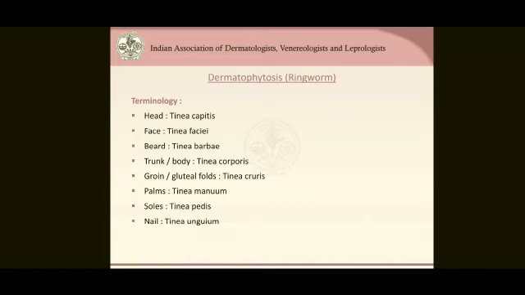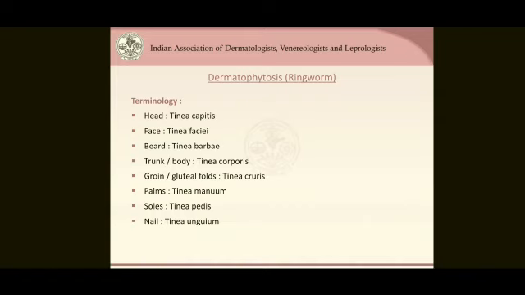Depending on the anatomical distribution, these are the terminologies used. Dermatophytosis, or layman term called as ringworm, if it presents on the head, that is scalp, it is called as Tinea capitis. If it's on the face, it is Tinea faciei. Beard area is Tinea barbae. Trunk or body anywhere, it is Tinea corporis. And the groin and the gluteal fold is Tinea cruris. Palms is Tinea manuum. Soles is Tinea pedis.